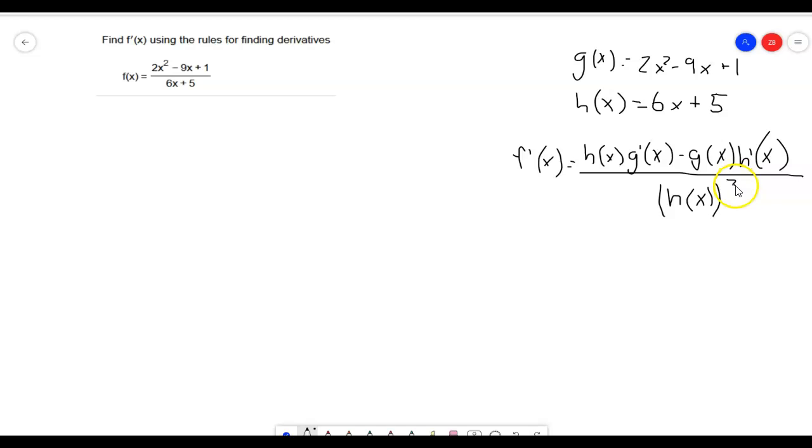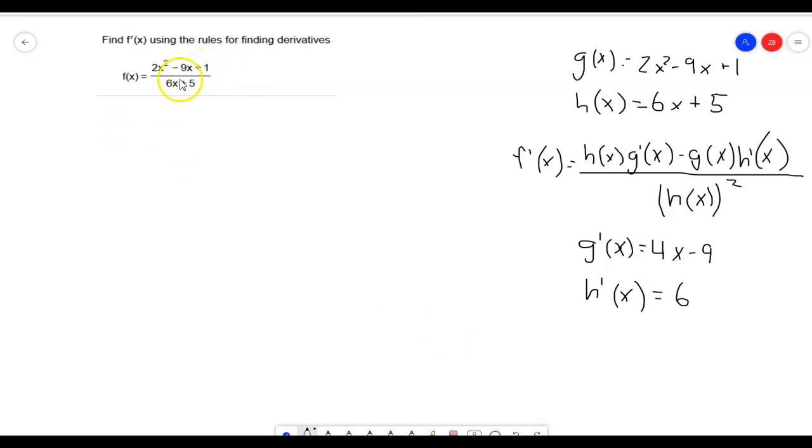In order to do this, we're also going to want to find the derivative of both the top and the bottom function. We can do that just by using the simple power rule. So g prime of x, we just apply that power rule, and we're going to have 4x minus 9. And we also need in this formula the derivative of the denominator, which, h prime of x, is simply going to be equal to 6.